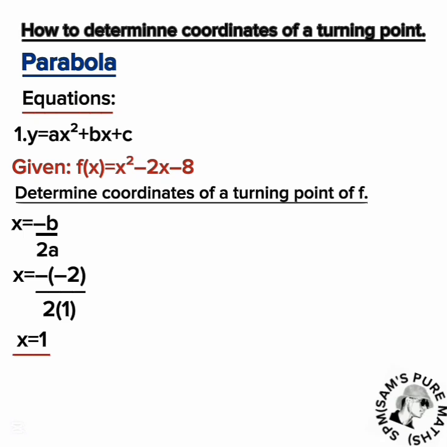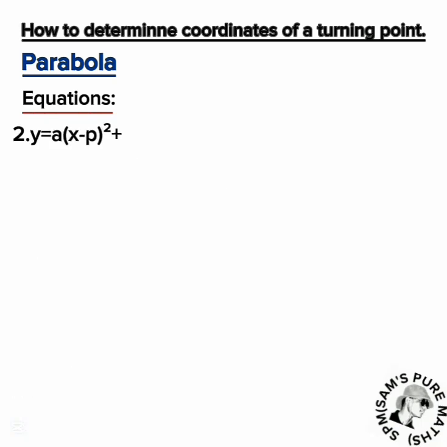We're gonna use it to find the y coordinate. To find the y coordinate of a turning point, we'll need to substitute the x coordinate into f of x. Let's substitute. Therefore, y is equals to negative 9. Our TP, which is a turning point, has x coordinate of 1 and y coordinate of negative 9. We are done with equation number 1. Let's move to equation number 2.